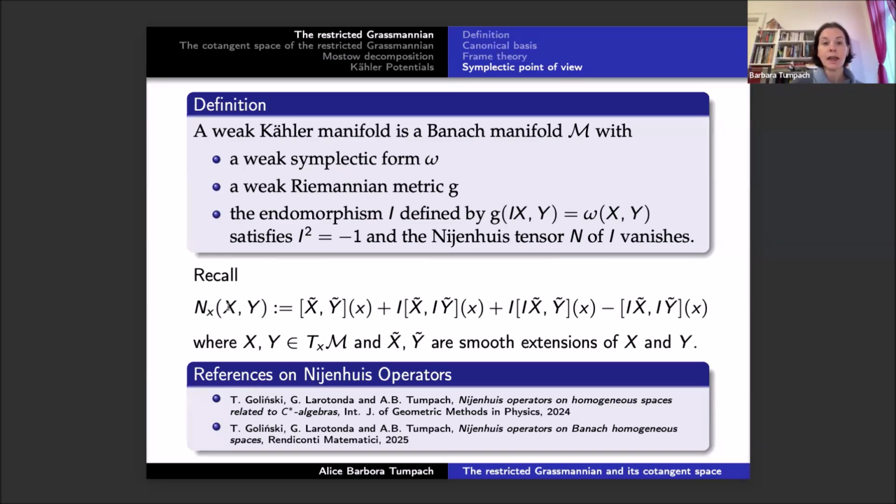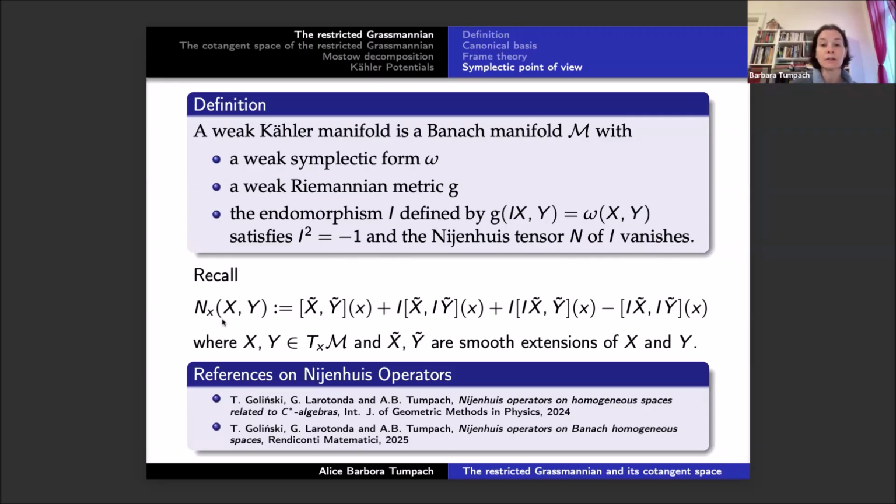I recall what the Nijenhuis tensor is. This is the definition. X and Y are two elements of the tangent space at X to the manifold. We extend them into smooth vector fields around the point X. And the bracket here means the bracket of vector fields that we then evaluate at the point X. So we bracket the extension and we bracket different expressions where the almost complex structure enters. And if this Nijenhuis tensor is 0, we say that the almost complex structure is formally integrable.